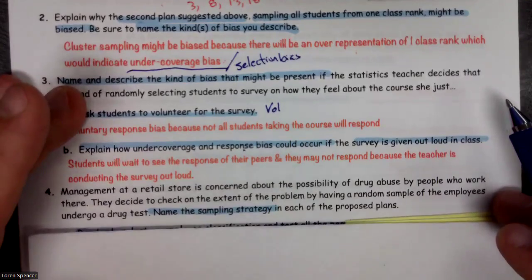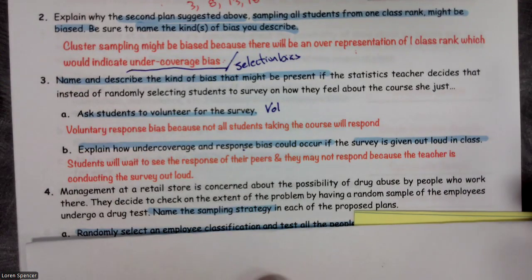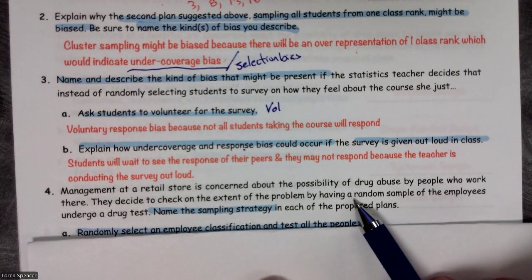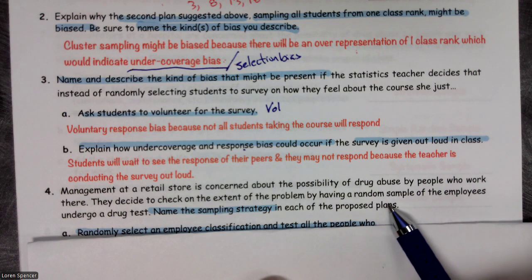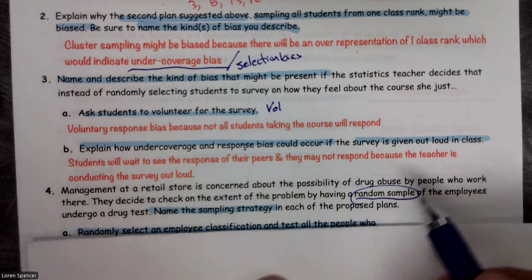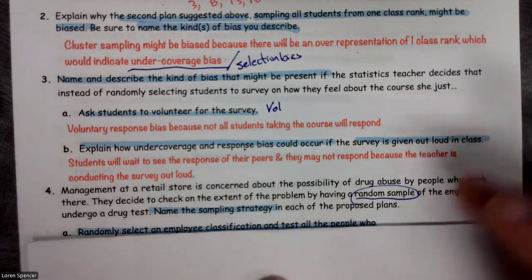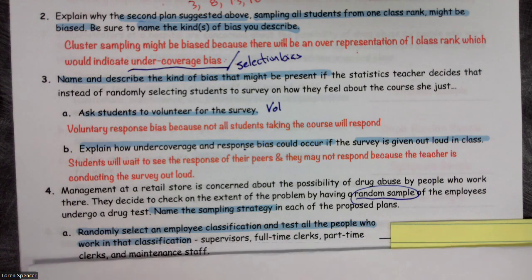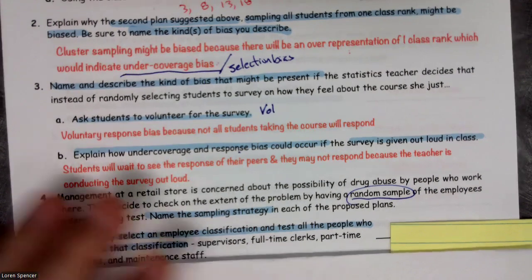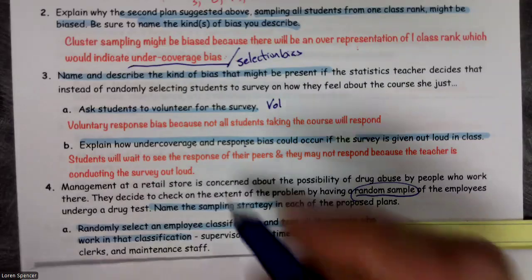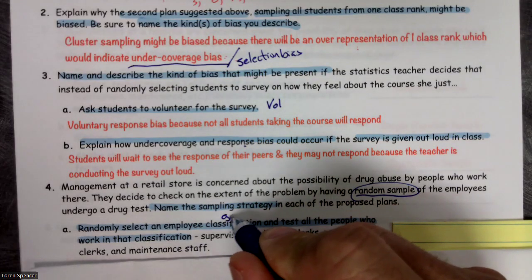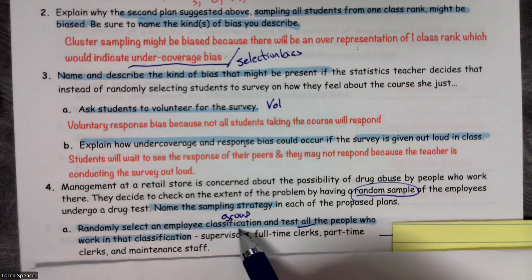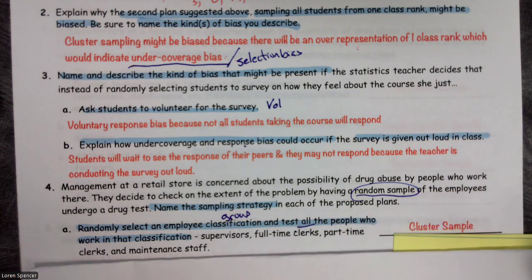At a retail store, management is concerned about the possibility of drug abuse by people who work there. They decide to check on the extent of the problem by having a random sample of employees undergo a drug test. Name the sampling strategy in each of the proposed plans. Randomly select an employee classification and test all. Okay, so we have a group and we're testing all. Remember, if it's a group, it's either going to be cluster or stratified. If it's all, this is a cluster.